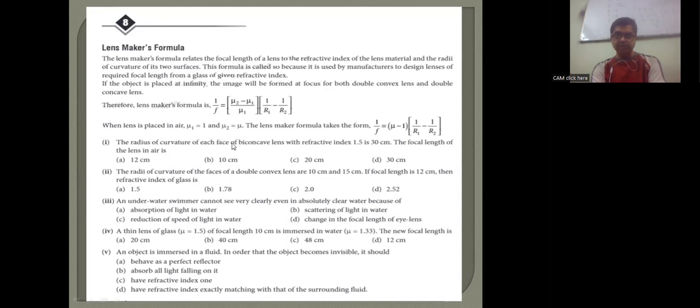The radii of curvature of each face of a biconcave lens. If you remember a concave lens, it has two radii, one on the left-hand side and one on the right-hand side. So the first radius will be taken negative and the second will be taken as positive. The radii of curvature of the two faces of a biconcave lens, find the focal length of the lens.